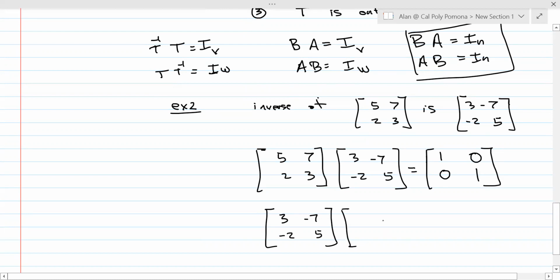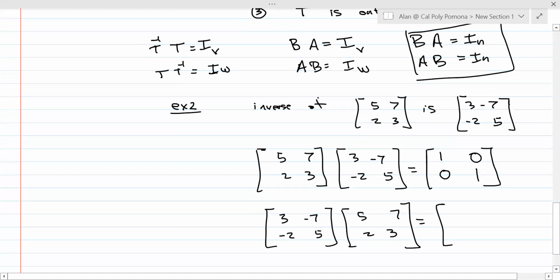Now, why do you have to check the other one? Because knowing the product in this order doesn't necessarily mean that the product in the opposite order works, right? So this is the opposite order, 5, 7, 2, 3. And why don't we just do it since we're here?